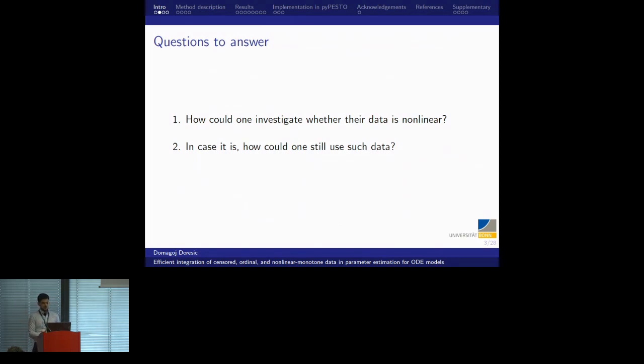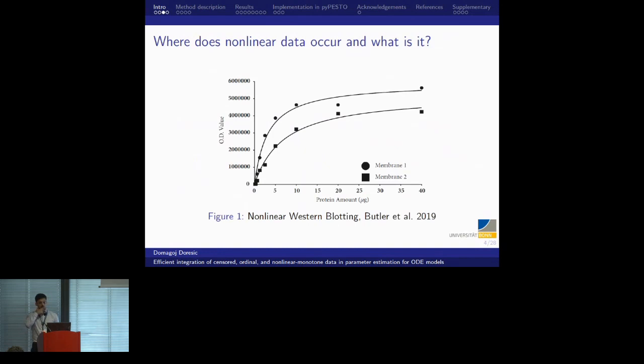So what do I mean by nonlinear data? This is an example from Western blots. Western blots usually have a linear relationship between the protein amount that we want to observe and the optical density that we are actually observing. But sometimes it can happen that Western blots also saturate with the protein amount. So we cannot really assume that there is a linear relationship between these two values.